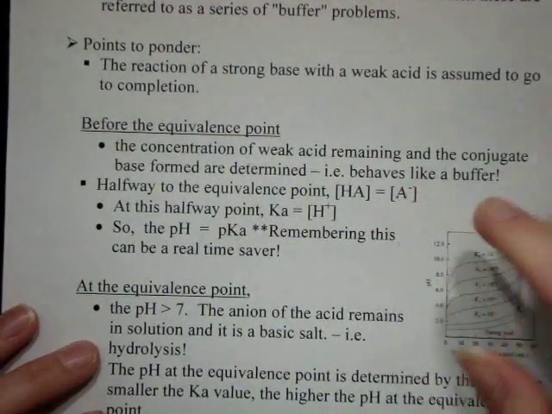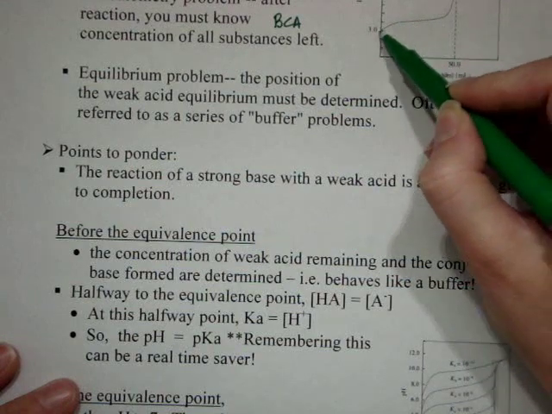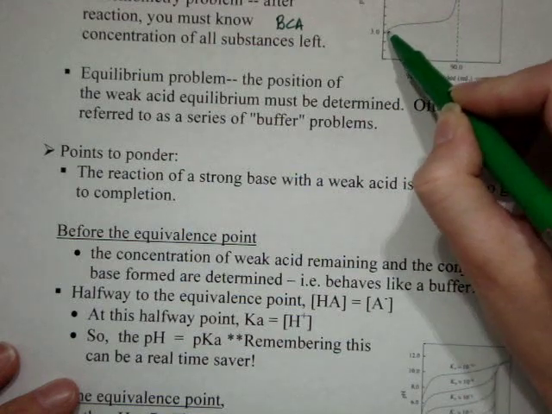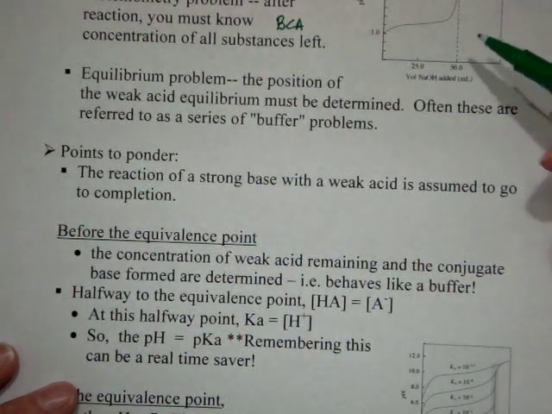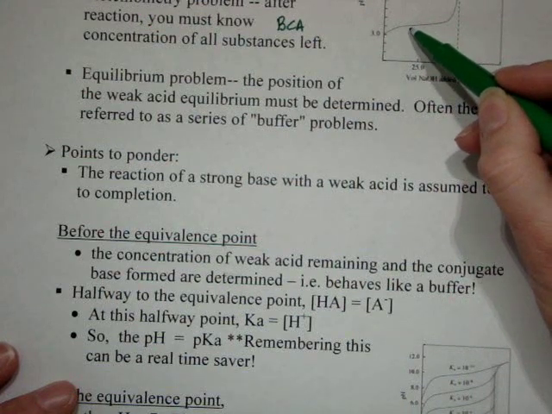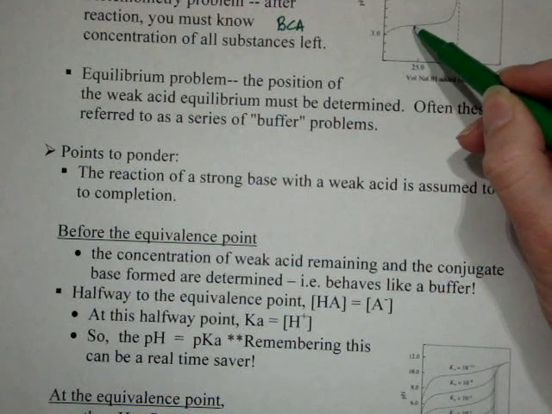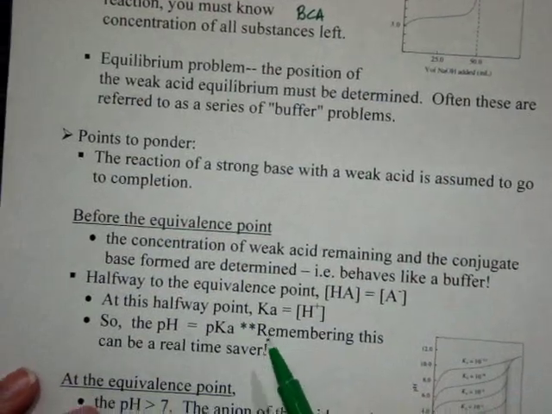So before the equivalence point, which would be represented by any of this position along the graph down here, notice this time it's not a straight line. It goes up a little bit and then it levels off and then it shoots up. Before the equivalence point, this is behaving like a buffer. So part of your solution is going to be converted by the strong base into the conjugate base, and then you'll have one of those problems where you have a little bit of acid and a little bit of its conjugate, which is where you get the buffer.